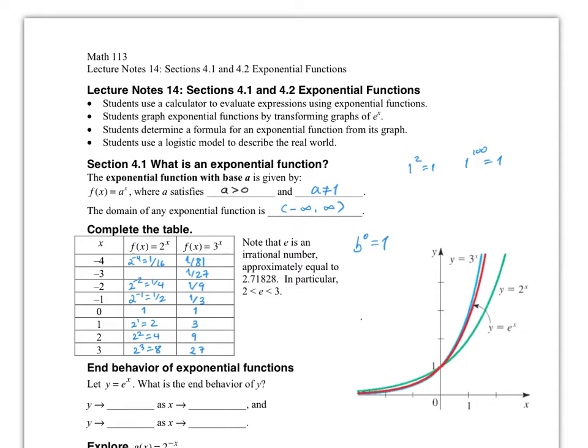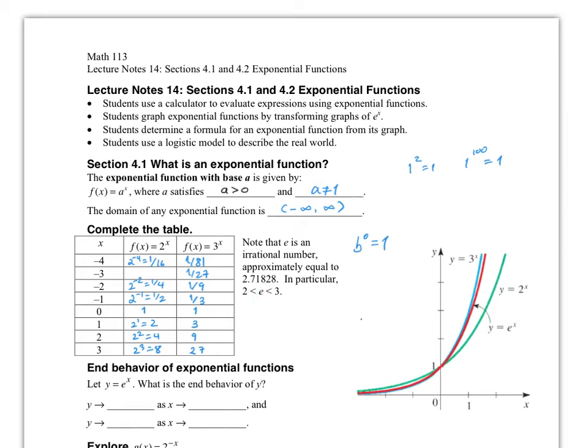Now, there is a special base that is so special that it is technically the most important base in math, and that's the letter e, which is around 2.71828. So this is an irrational number. This is the most famous base, and we're going to look into this one a little bit, but this is very popular in math. Actually, everything in math can be based on this letter, believe it or not.